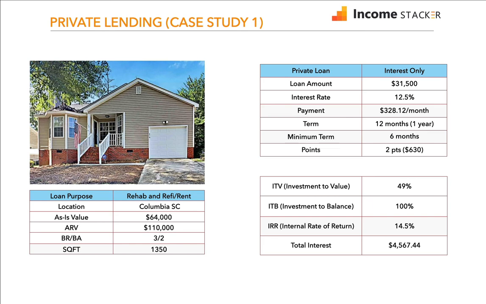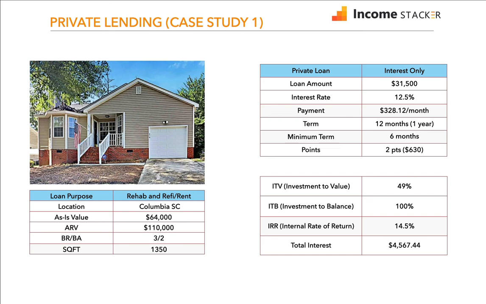They gave us a payment of $328.12, a term of 12 months, and a minimum term of 6 months, meaning if they got this thing done in 1 month, for example, they would still pay us 6 months of interest.